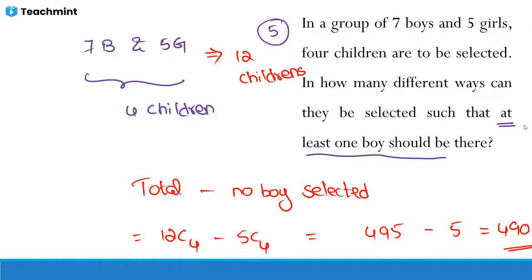Right. Now let's move to the next one. By 12, we'll complete combinations. Next, we'll focus more on probability as well. Now let's go for the next question, my dear friends.